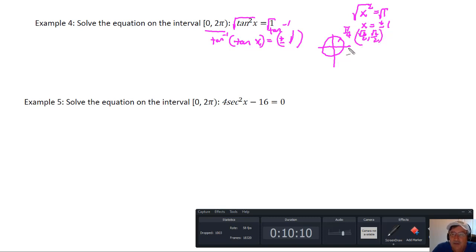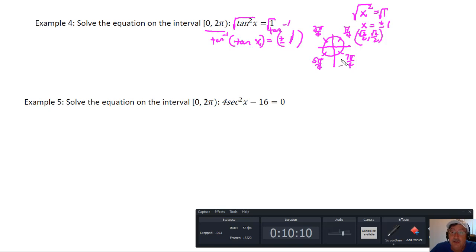Now, where are the other places for 1 or negative 1? So look at this. We're going to go all the way around the circle here, and again, you better know your circle to get these answers. If they just want us to solve between the interval of 0 to 2 pi, here are our four solutions: pi over 4, 3 pi over 4, 5 pi over 4, 7 pi over 4.